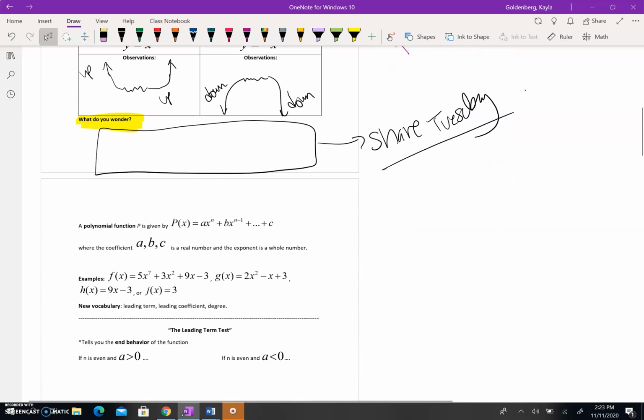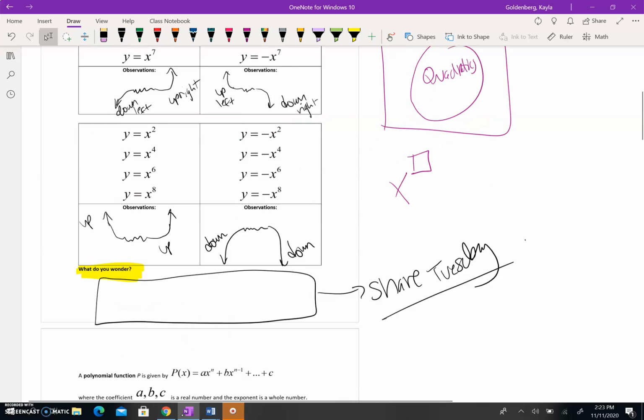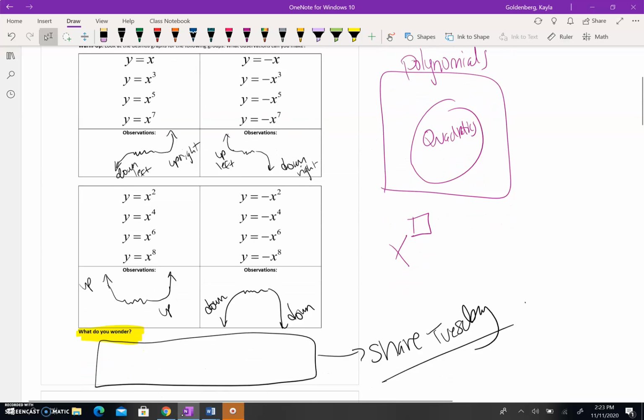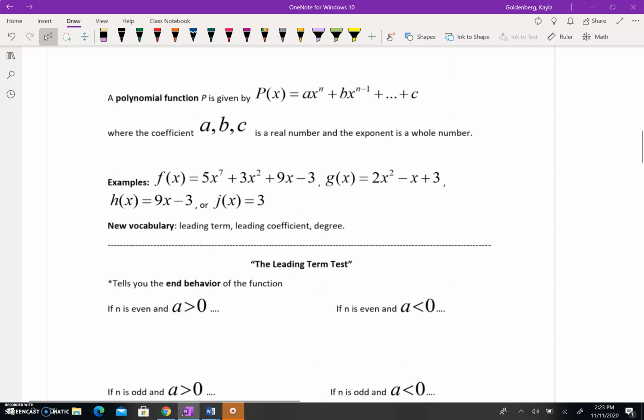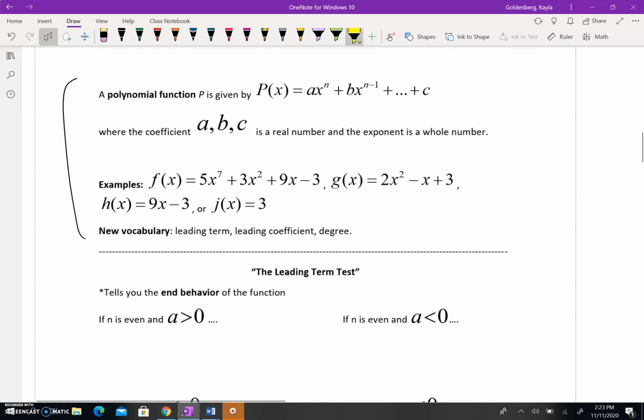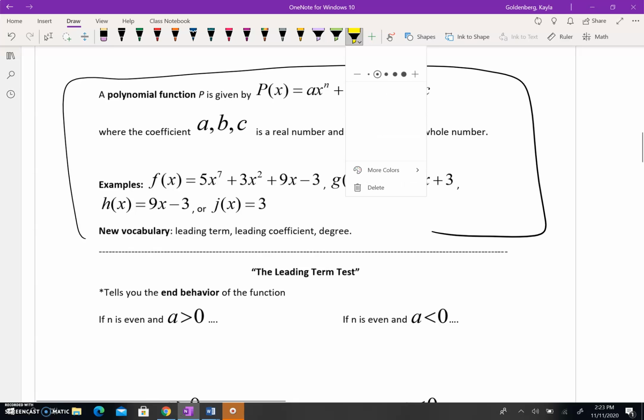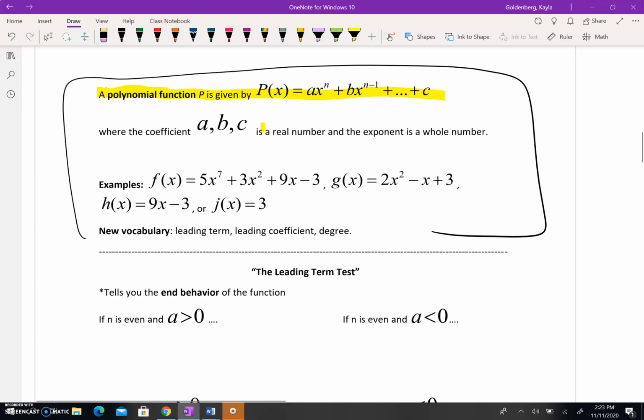So here is the formal definition of a polynomial, right? We've seen examples of them. Remember, quadratics are a subset of a polynomial. So at the top of the page, feel free to pause and write this in your notebook. This top part is very much like what you'll see in a textbook. It'll give you something of this nature, and they'll talk about how you've got coefficients, like a and b are coefficients, c is a constant, and those are nice whole numbers, or real numbers, excuse me.